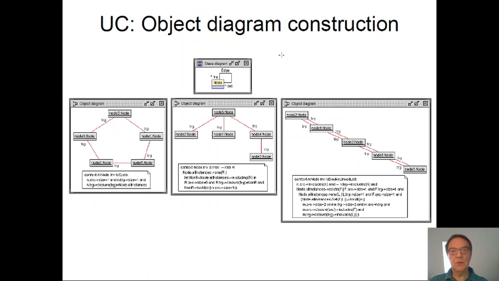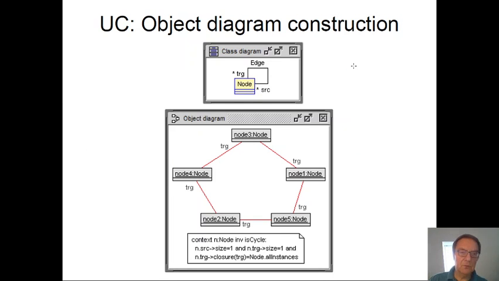Let us go to the first use case, object diagram construction. You see an overview over here. We see here a UML class diagram, and we see 1, 2, 3 object diagrams. These object diagrams have been constructed automatically by the model validator, this component inside USE. Let us look into some details.